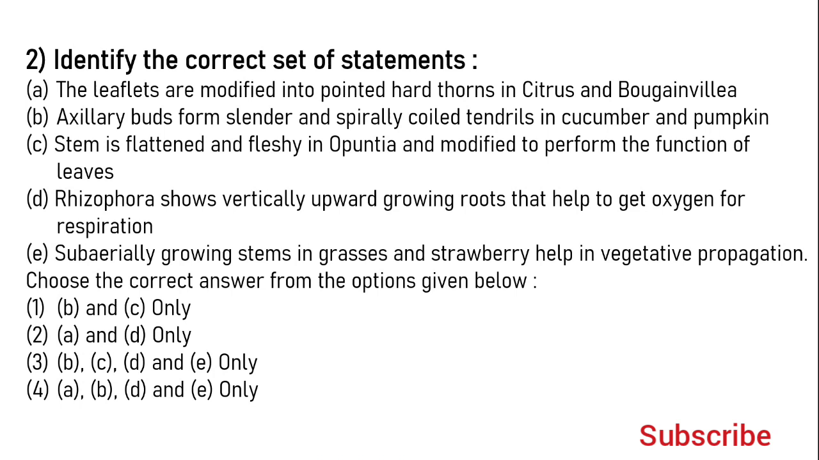So see, your answer will be option 4, that is A, B, D and E only. These A, B, D and E are correct. As we all know, axillary buds of stems get modified into woody, straight and pointed thorns. And thorns are found in many plants such as citrus and bougainvillea. So your correct option will be option 4, that is A, B, D and E statements are correct. Let's move on to the next question.